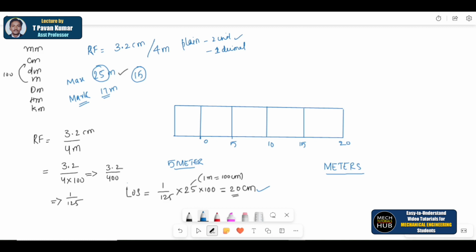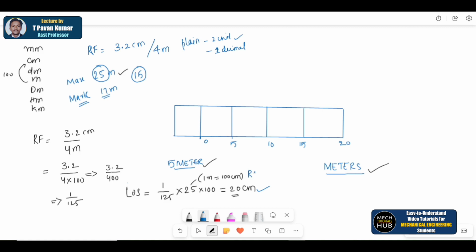The question is, a 3.2 centimeter long line represents a length of 4 meters. Extend this line to measure length up to 25 meters. Maximum distance is given. And show on it units of meters and 5 meters. They have given. That is the reason we are representing it on the scale.